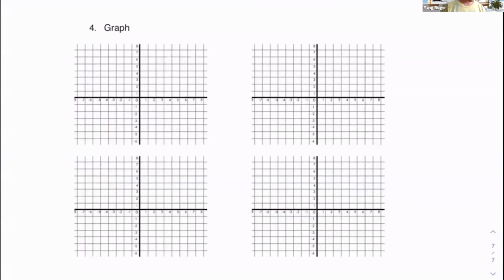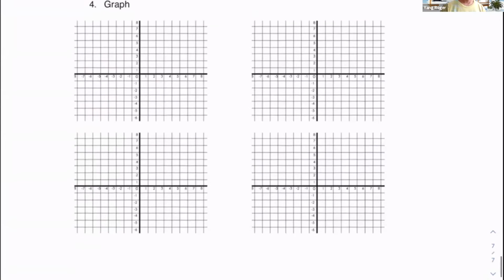This is the classwork number 4. Does anyone have that on their paper? Do you know what I'm asking? Yeah, say it again. g(x) equals negative radical, and in the radical it's x minus 1, and outside of it's +2. Perfect. Thank you.